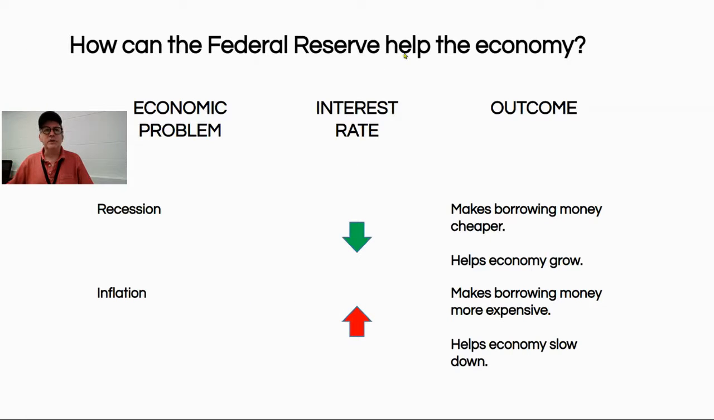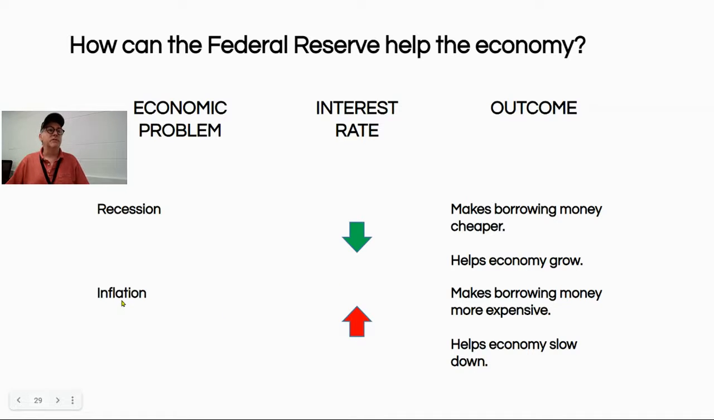How can the Federal Reserve help the economy? If the economic problem is a recession, a time when people don't have jobs and they need jobs, the Federal Reserve can lower interest rates. This makes borrowing money cheaper. It helps the economy grow. You, your family, me, we can borrow money to start a new business. We can borrow money to buy a house. We can borrow money to buy a car, to drive that car to a job and help the economy.